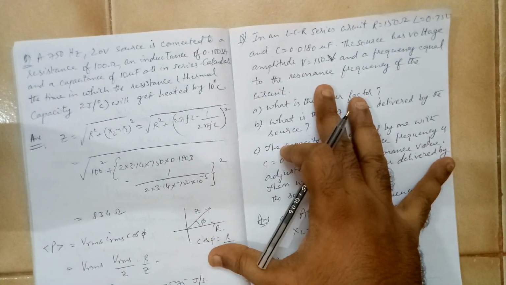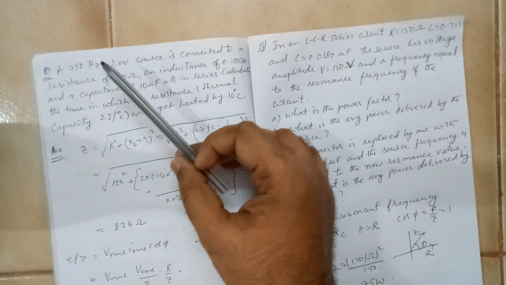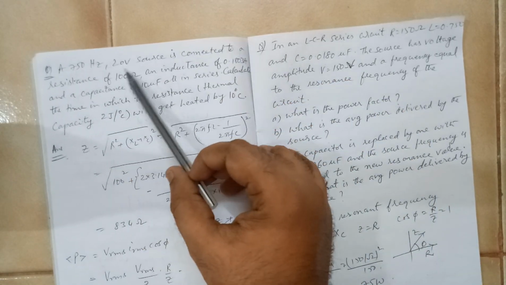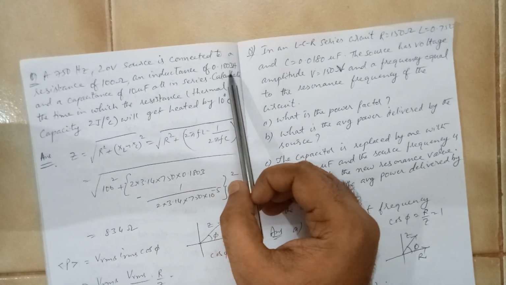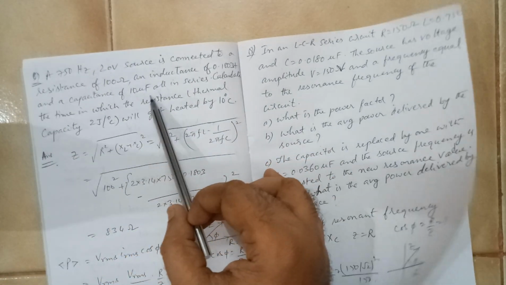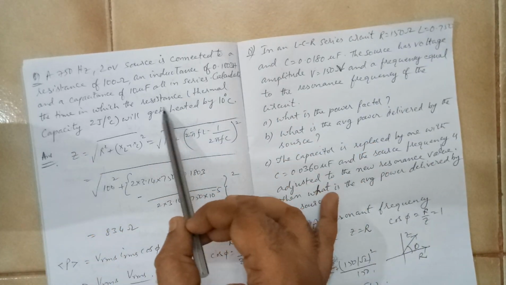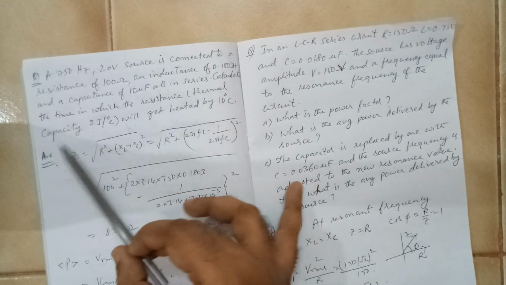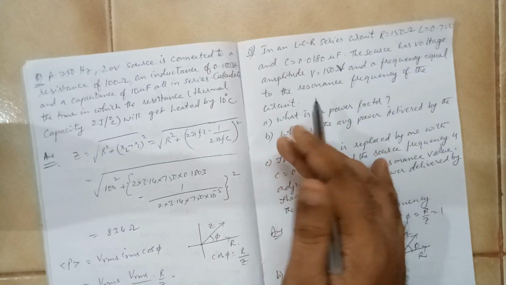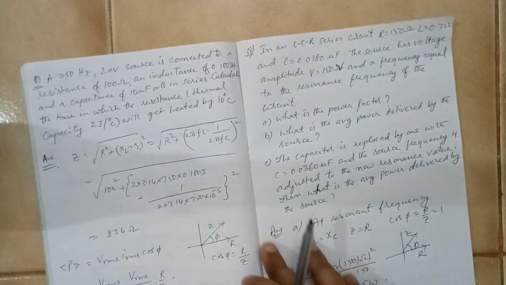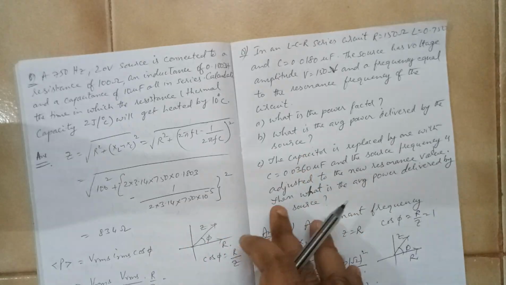Okay, let us see a couple of small numericals, based on the power point. A 750 Hz 20 volts source is connected to a resistance of 100 ohms, an inductance of 0.1803 Henry, and a capacitance is given. Calculate the time in which the resistance, thermal capacity is given 2 joules per centigrade, will get heated by 10 degrees. Alright, so in this question, what they are asking is, basically a circuit is provided.